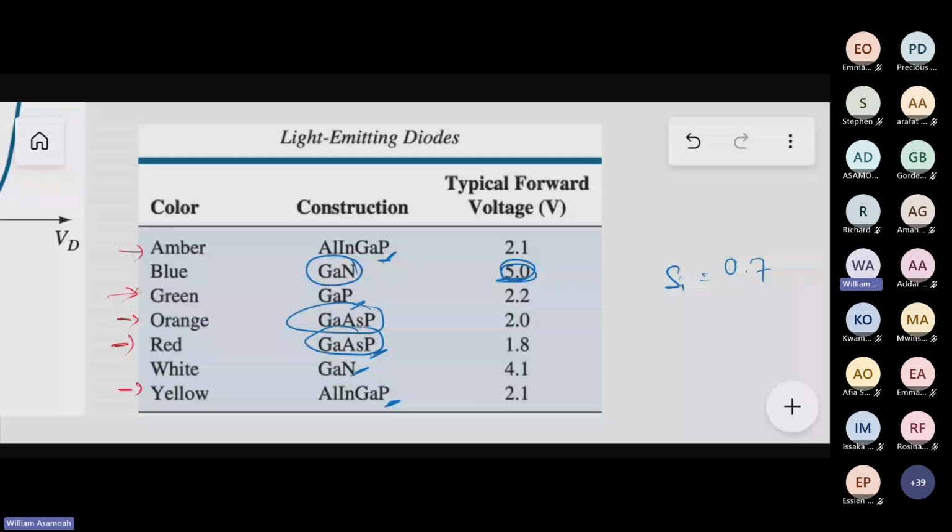If you combine green and blue, you get the cyan color. If you want to get yellow, yellow is a combination of red and green, right? Yes.